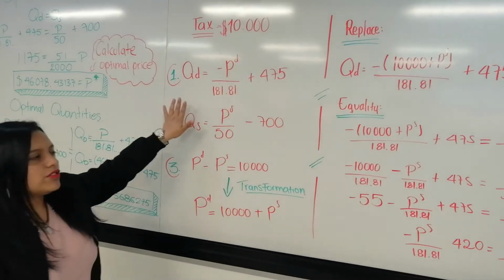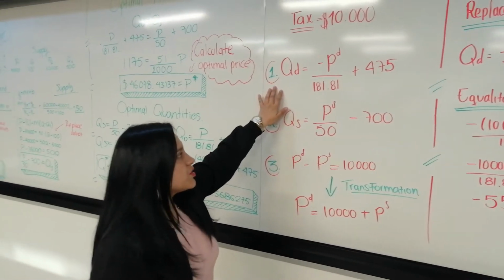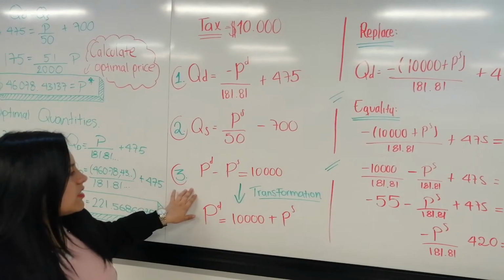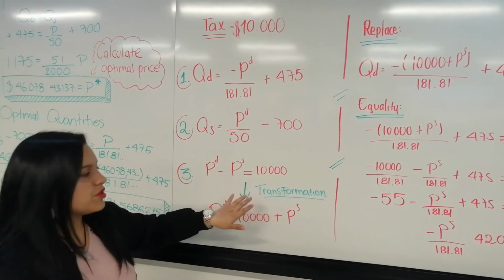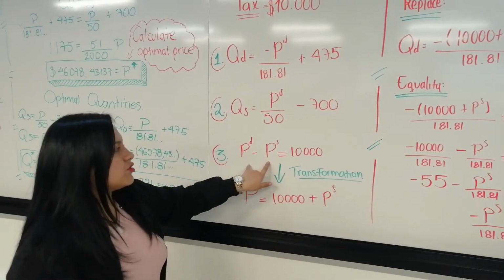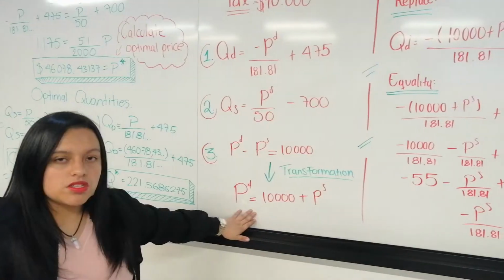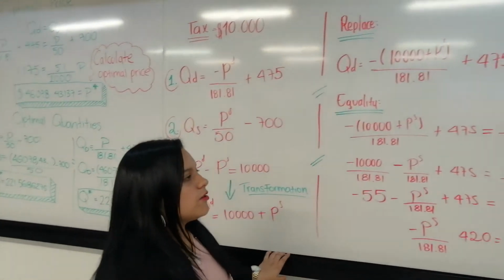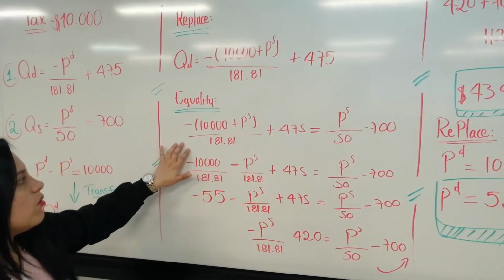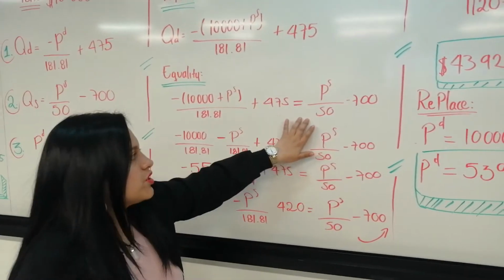We have a tax of 10,000 pesos, and here we have three equations. The first is the demand equation, the second is the supply equation, and the third is an equality relating the tax to the prices, demand price and supply price. We have to make a transformation of this equation to be able to replace it in the demand equation. Now we have to make an equality between the demand equation and the supply equation.